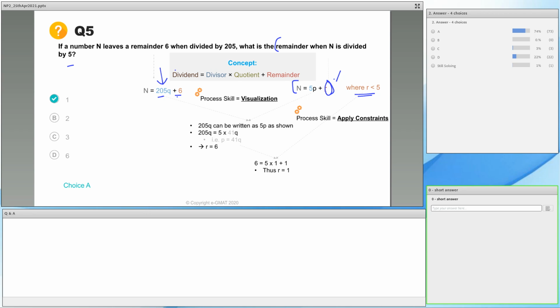I have something expressed this way. My job is to express it this way. If I express it this way, I'll get my answer. It's as simple as that. That's why I want to express it in this way.